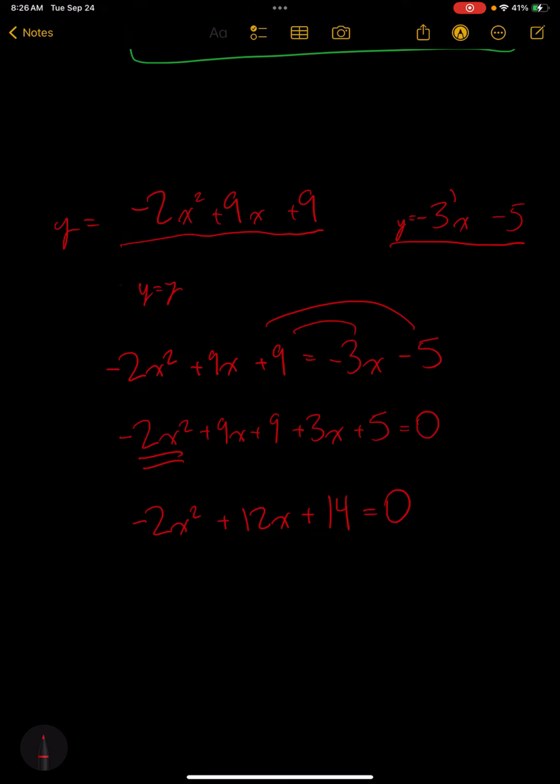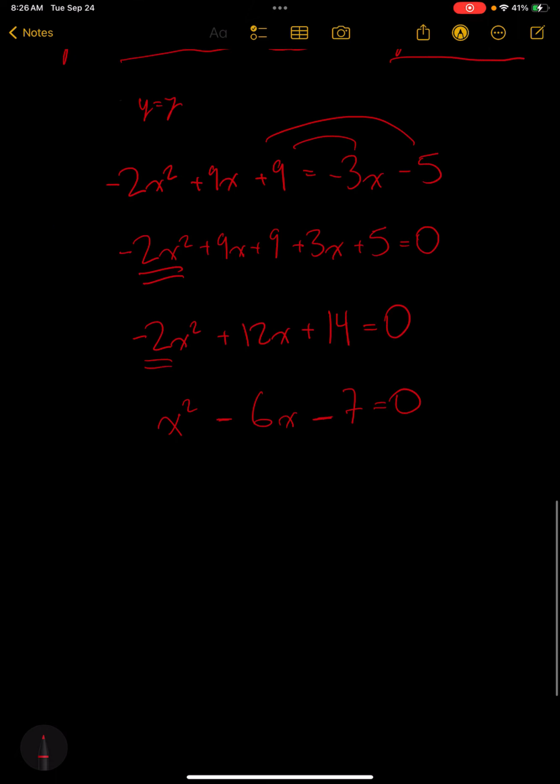Now I want to get rid of this 2, so I can divide both sides by minus 2. And let's see if I can factor. So I get x squared, and you know what I'm going to do? I'm just going to write the minuses first so I don't make a mistake, and divide that by 2: x squared minus 6x minus 7 equals 0.